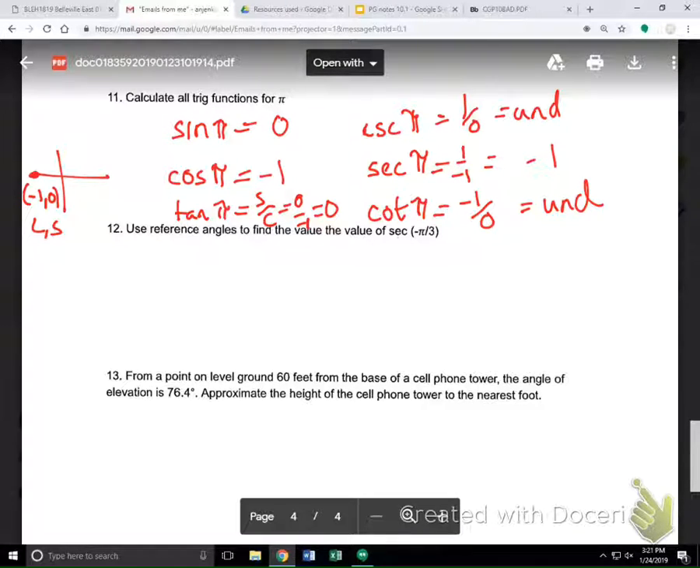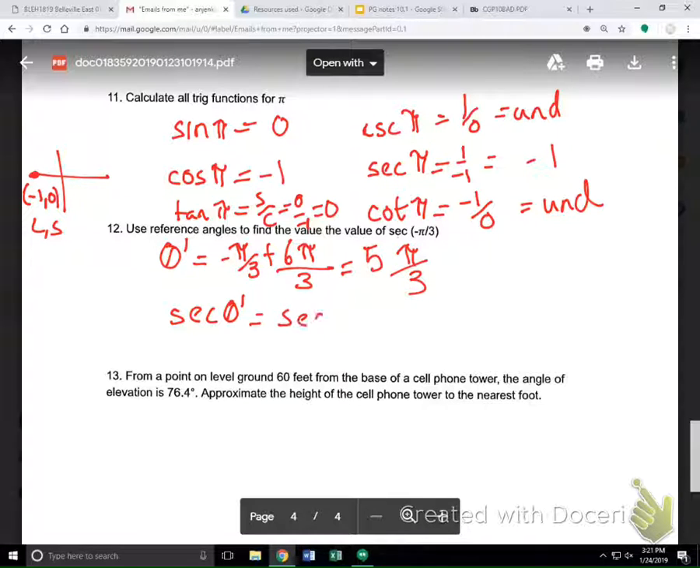Our next one talks about finding the reference angle for secant of -pi over 3. So this is where we have theta prime equals -pi over 3 plus, and we're going to add our 2 pi to find that. Remember, that deals with which quadrant you're in and what you add to it to get it back to the x-axis, over 3. So we can do secant of our reference angle. It's going to be 1 over cosine of 5 pi over 3.